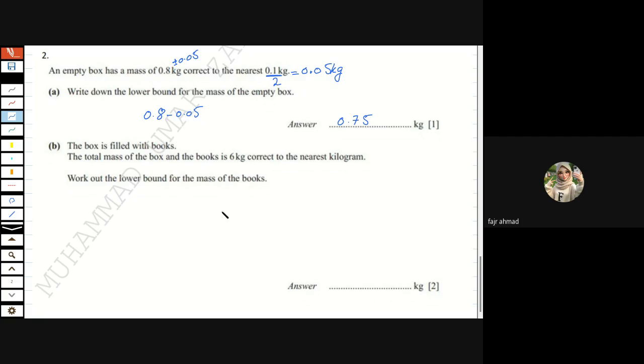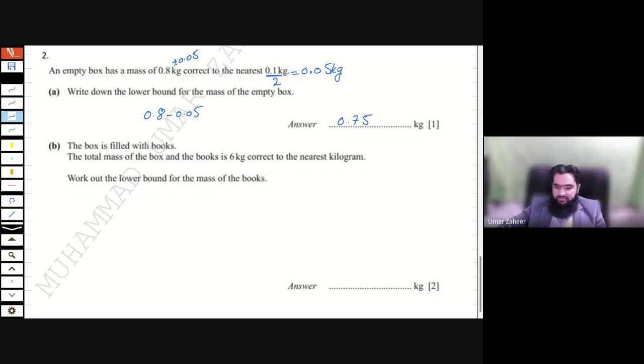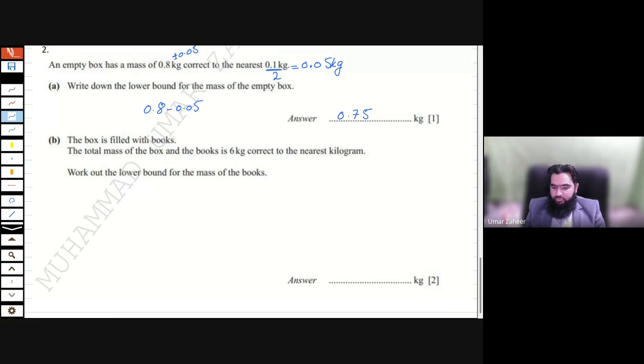Yes, sir. Now, in the next statement, we have the box is filled with the books, and the total mass of the box is 6 kg. Correct to nearest kilogram means 1 kilogram. So 1 divided by 2, that will be 0.5 kg, means this value will be plus minus 0.5 kg. You need to find a lower mass. You have to find the mass of the box.